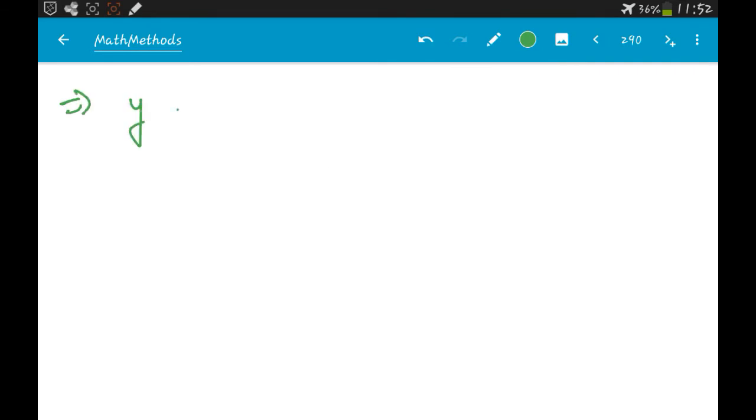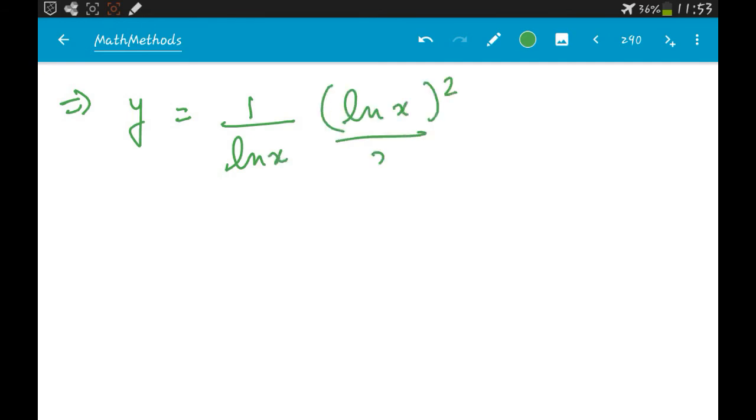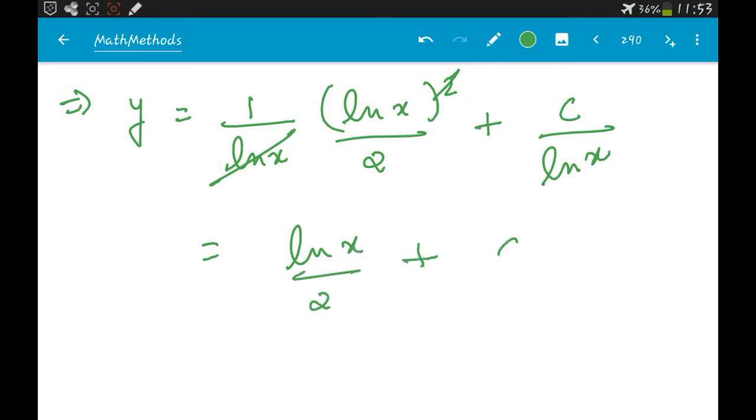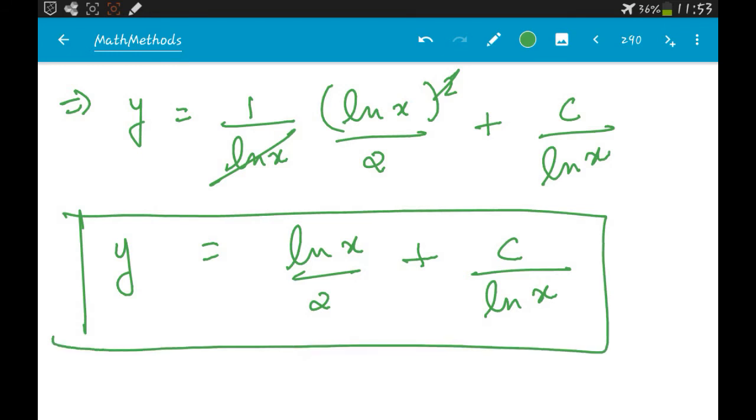So you're going to get y is equal to 1 by ln x, times ln x whole square by 2, plus c by ln x, which is ln x by 2 plus c by ln x. So this is the solution for y. So you understand how to do this. You just have to plug in your formula and then compute the integrations and you are done.